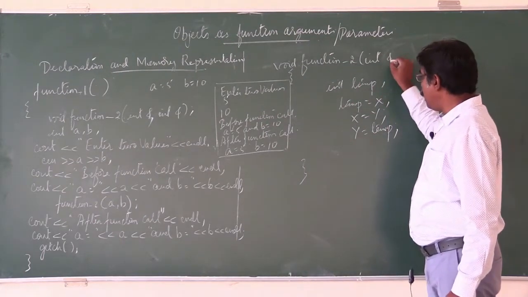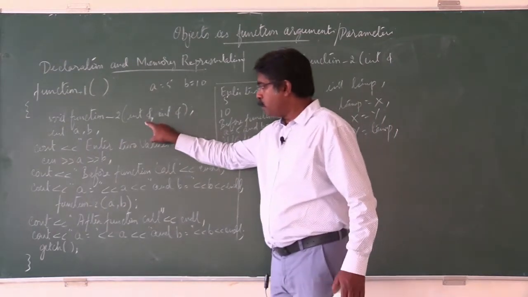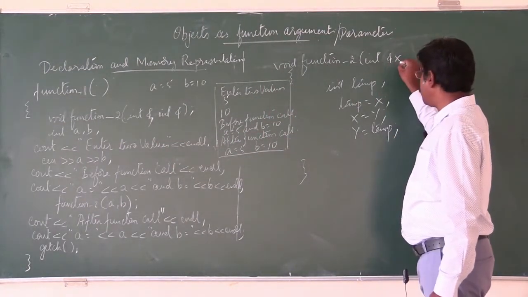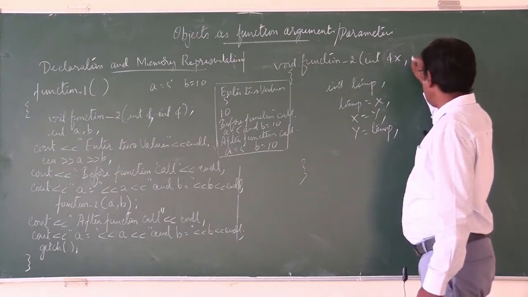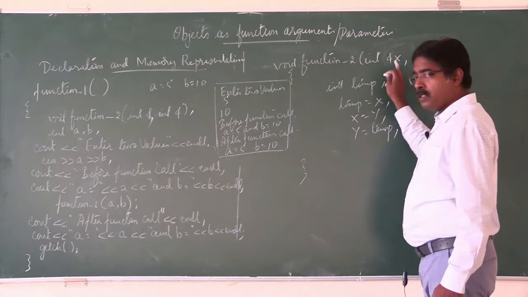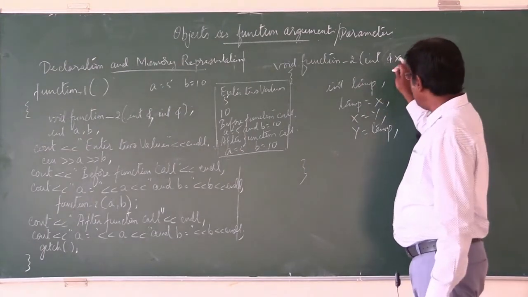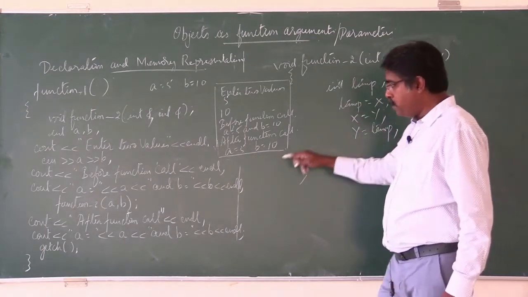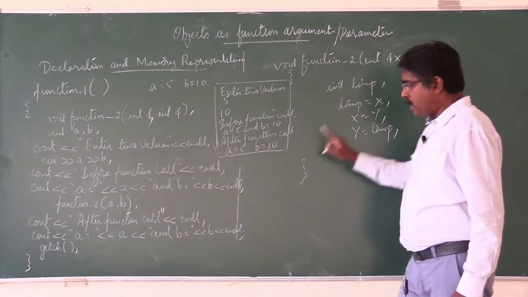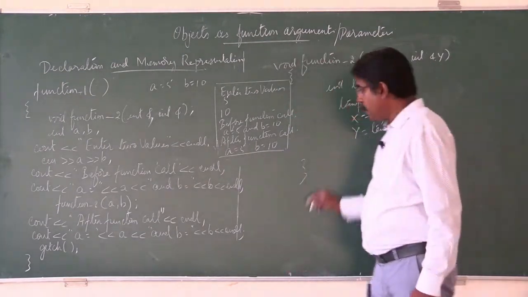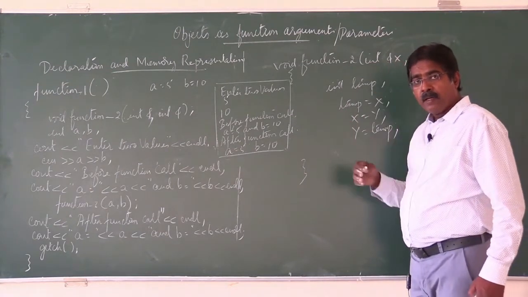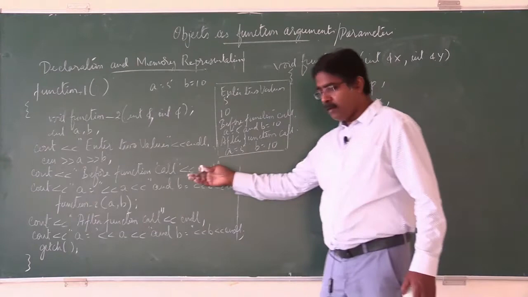Reference is written as, if you see here in the function prototype, we have written ampersand. So ampersand x, or address x, comma, int, address y. This denotes that x is a reference to a, y is a reference to b. X will be having the address of a, rather.